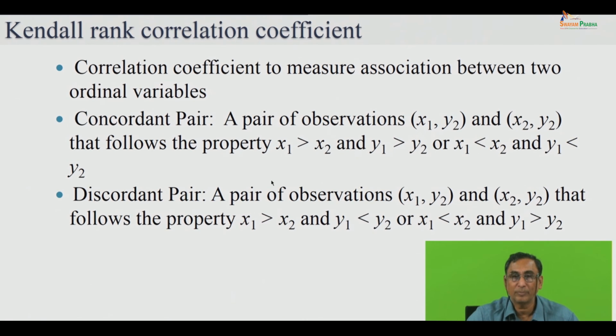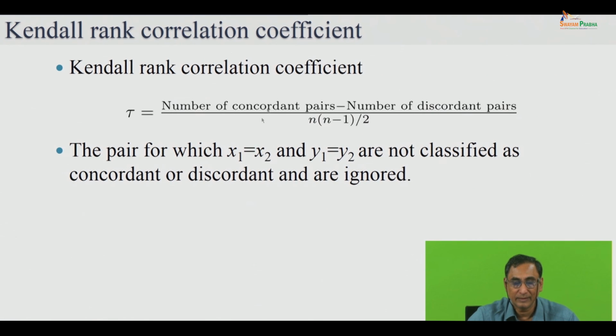On the other hand, if there is an opposite kind of relationship, so if you take two data points x1, y1 and x2, y2, and we find that x1 is greater than x2 but the corresponding y1 is less than y2, or if x1 is less than x2 but y1 is greater than y2, then we say it is a discordant pair. So, we take every pair of observations in a sample and assign whether it is a concordant or discordant pair. Let us take an example and look at it.